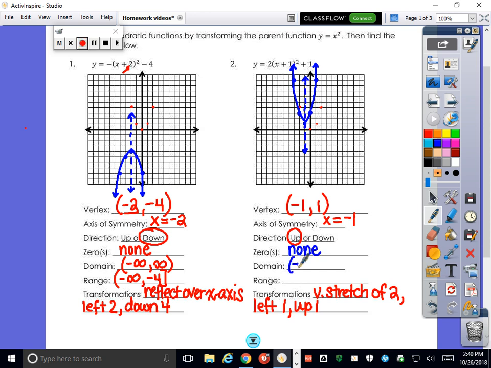My domain is negative infinity to infinity. And my range is going to start, the very lowest is at positive 1, and it's going to go on forever, which means infinity on the high end. And we're done.